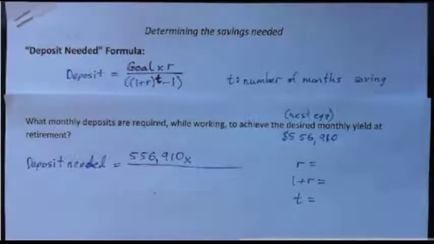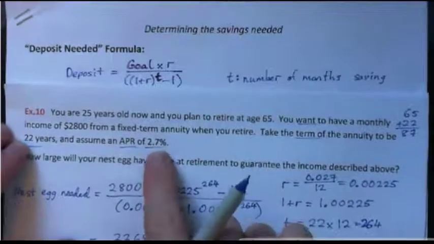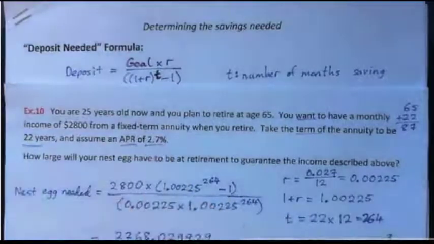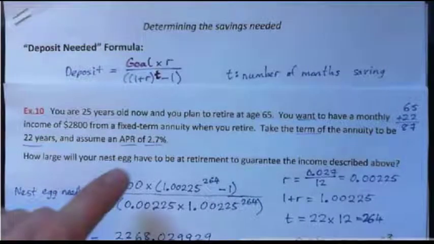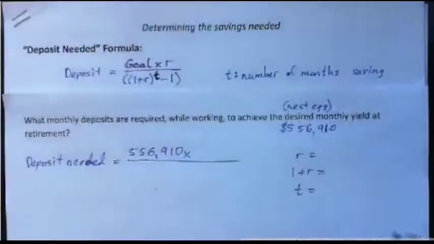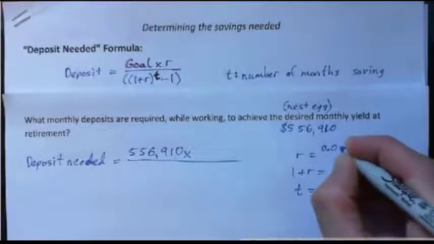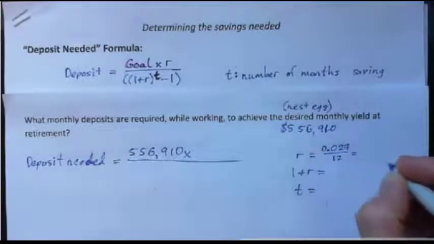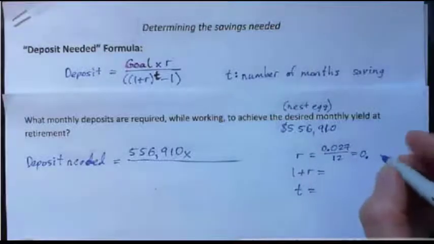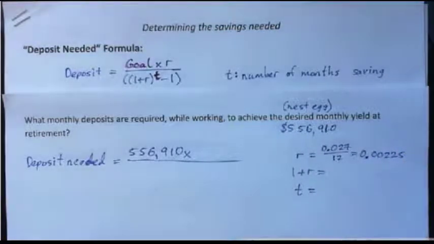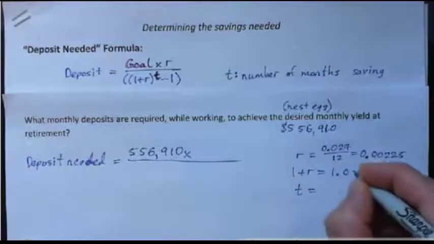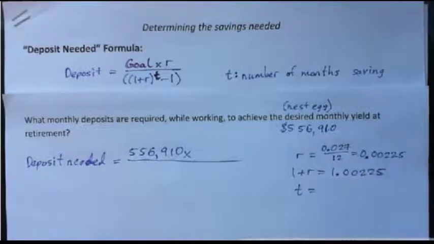Okay, I hope you pressed pause and tried it. I'm going to show you now. So the interest rate we're assuming is going to stay at 2.7% the whole time, while you're working, while you're retired, always. So whatever money you have, it's accumulating that amount of interest. So the interest rate is going to be monthly. It's 0.027 over 12, which as we know is 0.00225. Okay? And 1 plus R, as we know, is 1.00225. So the interest rate is going to be the same while you're retired as while you're working, and it accumulates interest on money you have in your account.